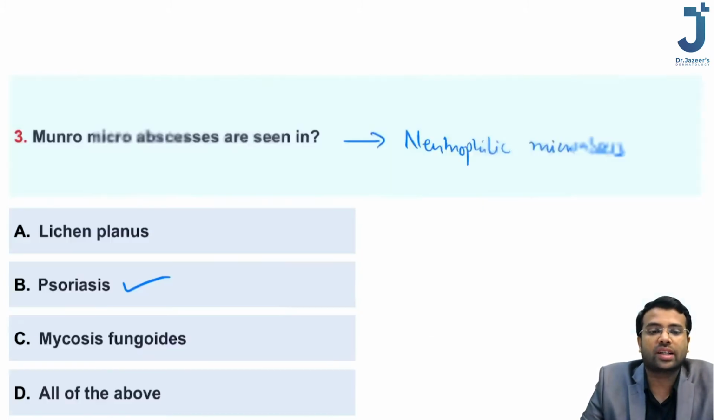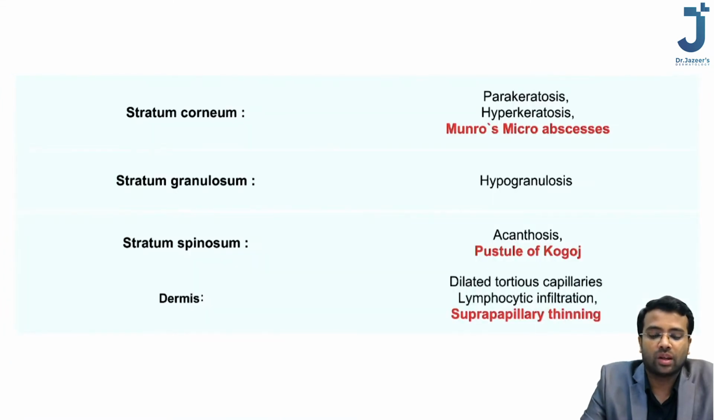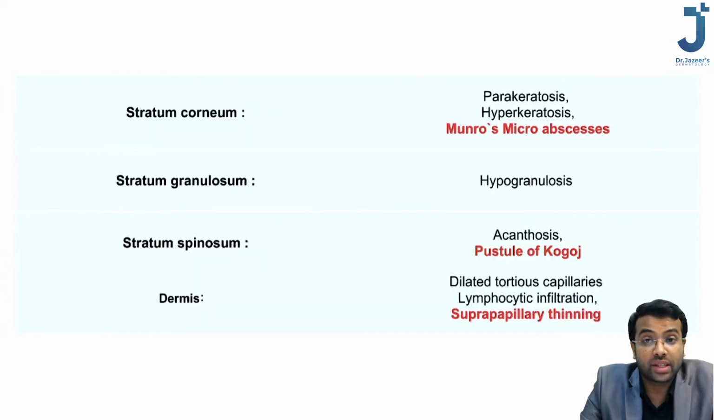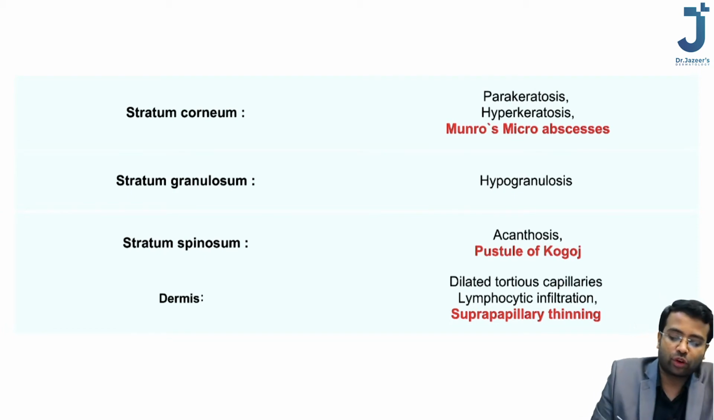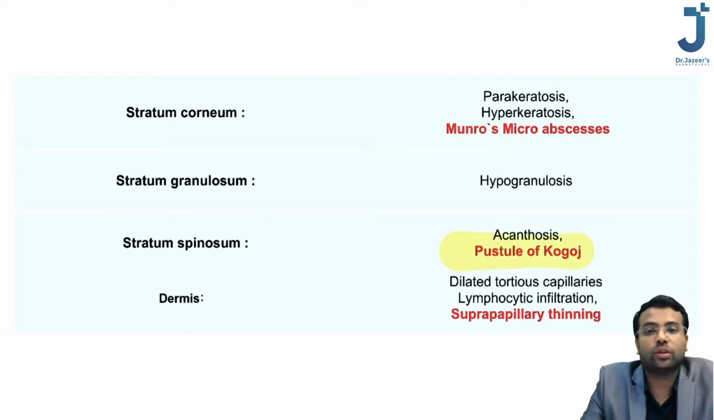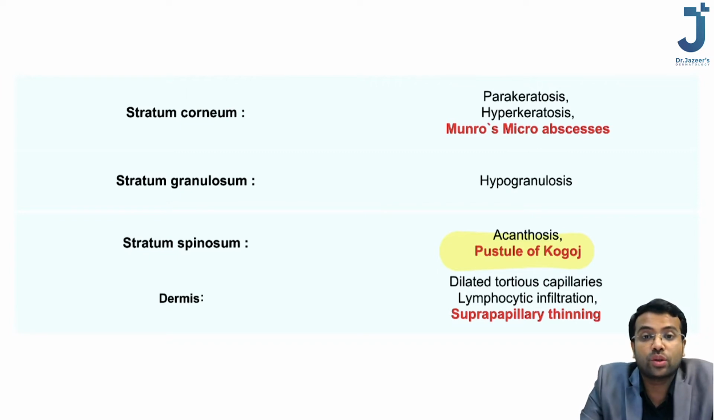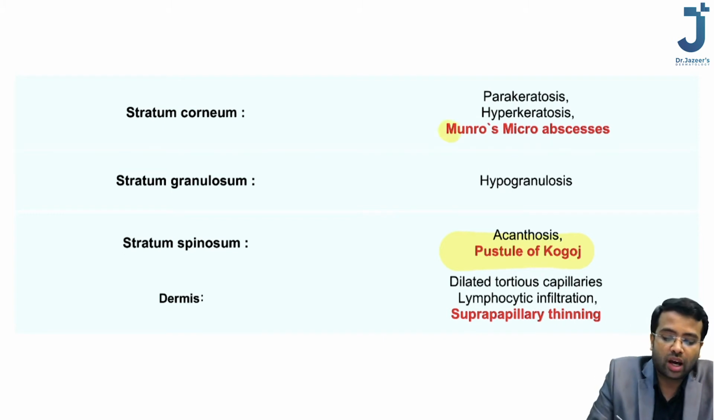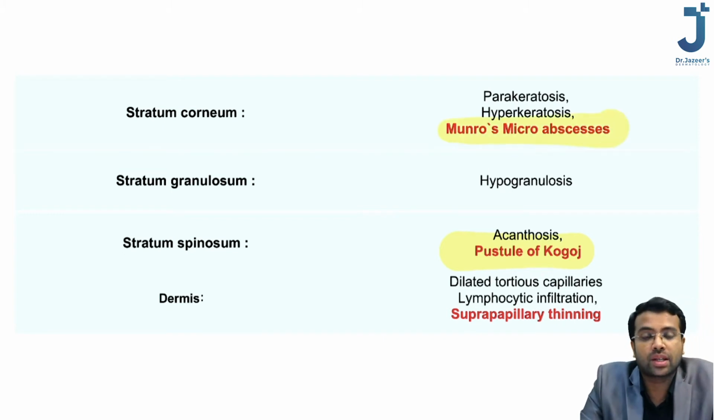So what is the other name of the neutrophilic microabscess that you see in psoriasis? The other name of the neutrophilic microabscess that you see in psoriasis is the pustule of Kogoj. Okay, pustule of Kogoj. So these are the two neutrophilic microabscesses that you see in psoriasis in the histopathology.